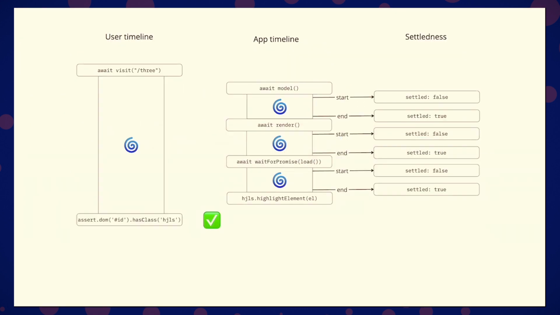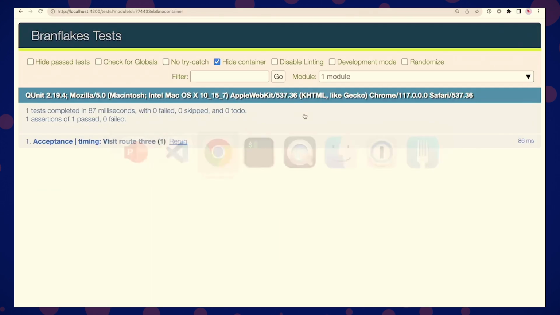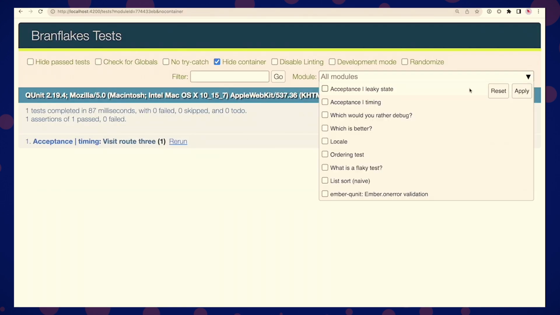And here's the visualization of that. So now when we do waitForPromise and load the scripts, we are actually informing Ember that we're in an unsettled state until it's complete. So that's my example of a test that may become flaky because of timing issues. Next, let's look at leaky state. We're going to start here by looking at the tests.